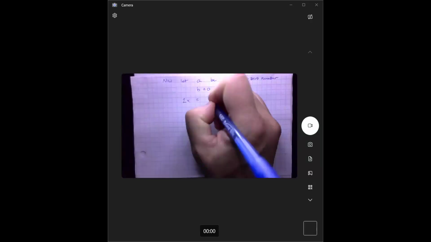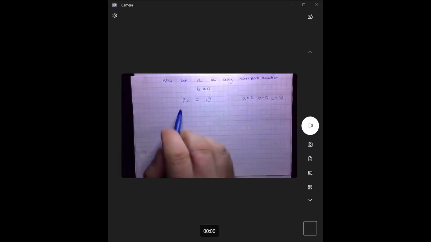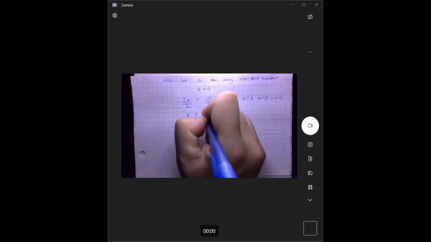This is going to give us something like 2x equals 10. Right? Here a is 2, b is 0, and c is 10. And to solve this, we say, well, if 2x is equal to 10, then if I divide both sides by 2, that tells me that x is equal to 5.